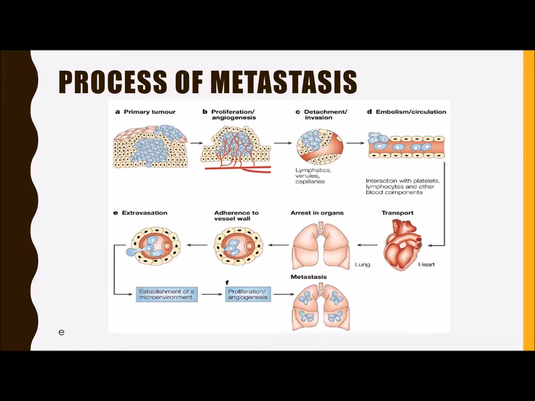After the intravasation process, the extravasation process occurs. The extravasation process is actually the diffusion of these cancer cells out of the blood capillaries or blood vessels, and they will start to proliferate to other parts of the body. After the extravasation process, the microenvironment will also be established. This is also known as micrometastasis.